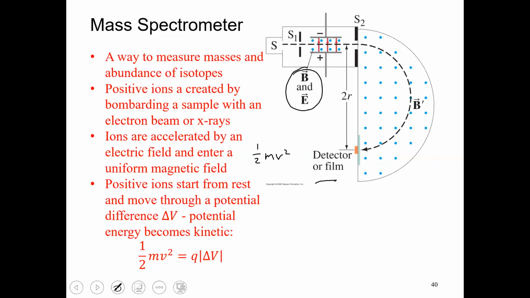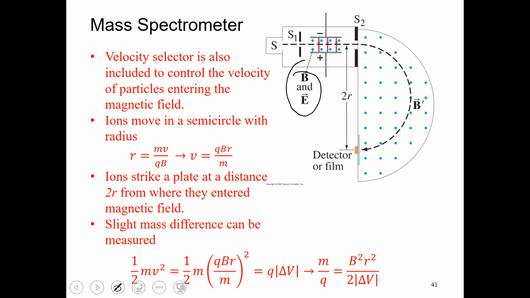And then we enter this region right here with a magnetic field that causes our particle, our ion, to start to move in a circular fashion. So our positive ions start from rest, move through a potential difference delta V, potential energy becomes kinetic. So this happens. That's what I was writing over here. Then we go through that velocity selector. It controls the velocity of particles entering the magnetic field. They move in a semicircle with a radius that we already figured out with our circular motion example.